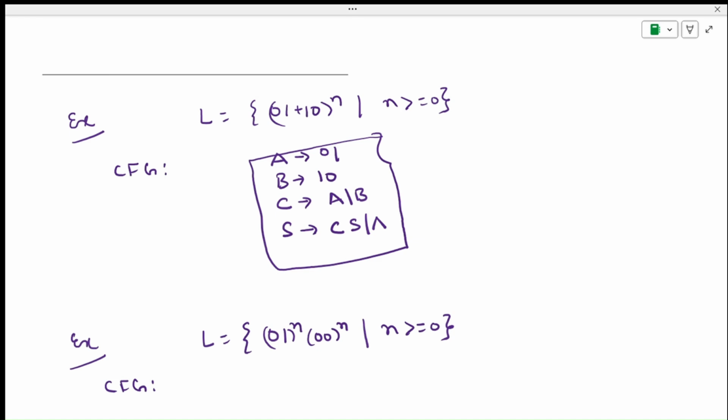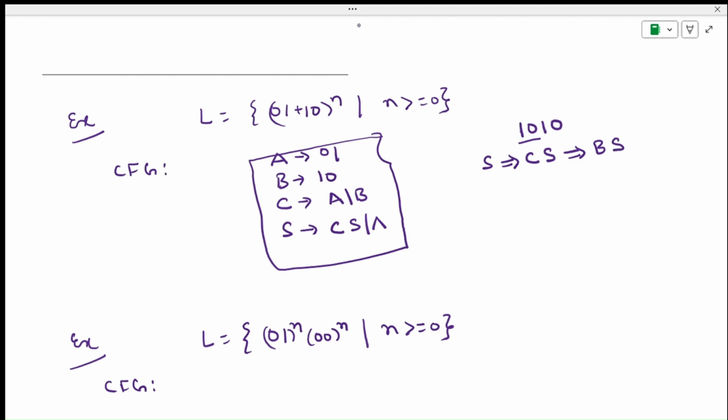Now suppose we have a string of the form 1010. We can have such a string from the given language, and I want to derive this string using the grammar. I will start with S, then CS. Now what is C? C is either A or B. So I will replace this C; what we want is 10, so I will replace this C with B, and then BS.